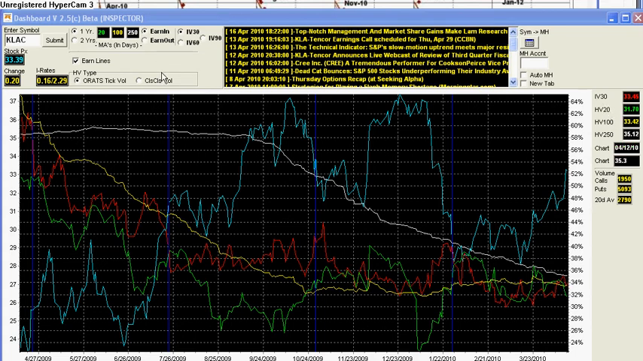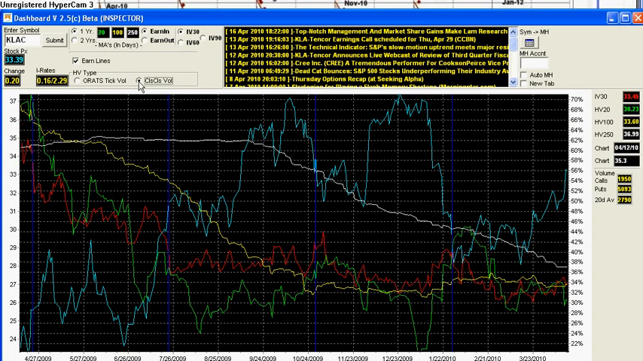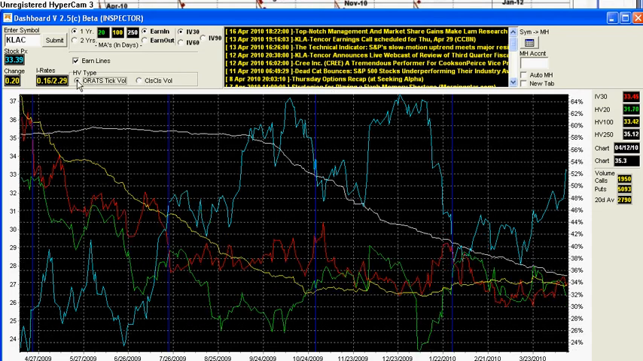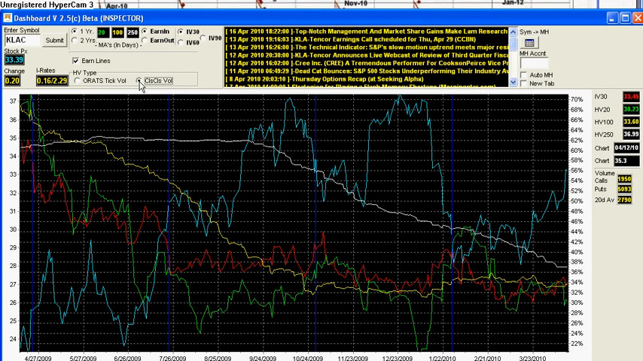And when we click close to close, I'll ask you to observe that 31.7 is the HV20, the historical volatility of 20 days for the ORATS tick, and when we click close to close, it's 30.23. So that's a somewhat significant difference between close to close and ORATS tick vol. Again, 31.7 for ORATS, 30.23 for close to close.